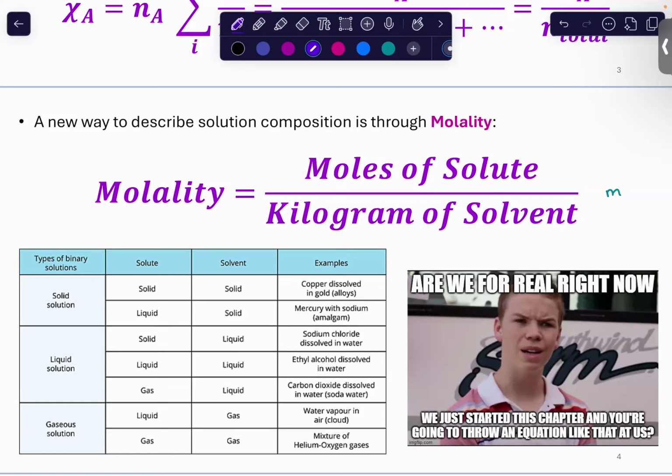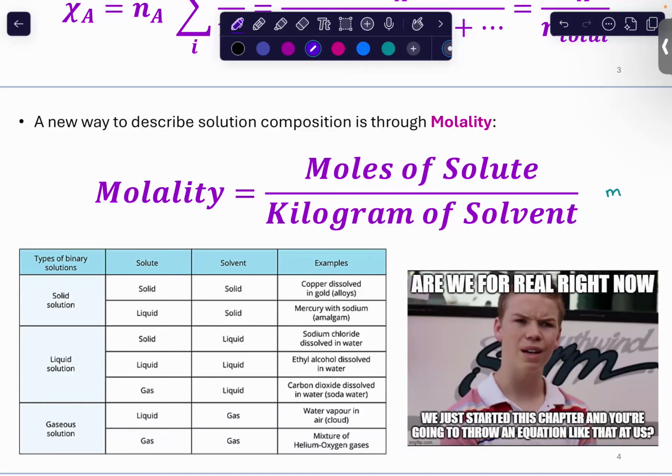Here you have a nice little table of different kinds of solutions you can have and what their final phase is. So when carbon dioxide is dissolved in water, your solvent is a liquid, your solute's a gas. You end up with a liquid solution. So just how we mix different things.